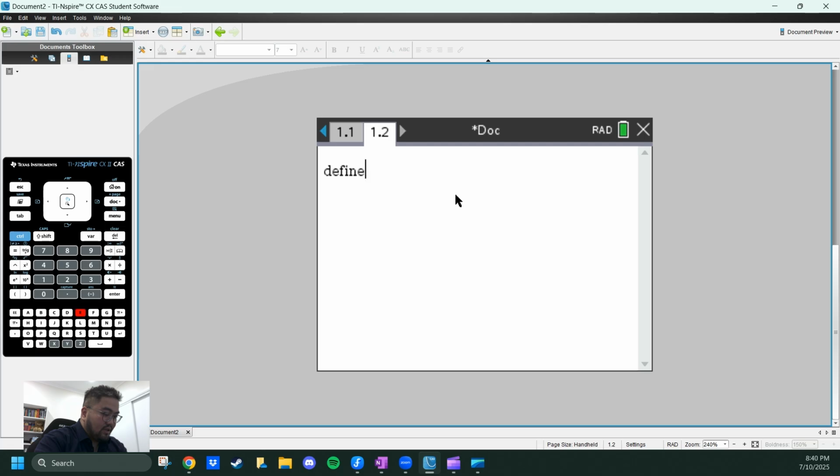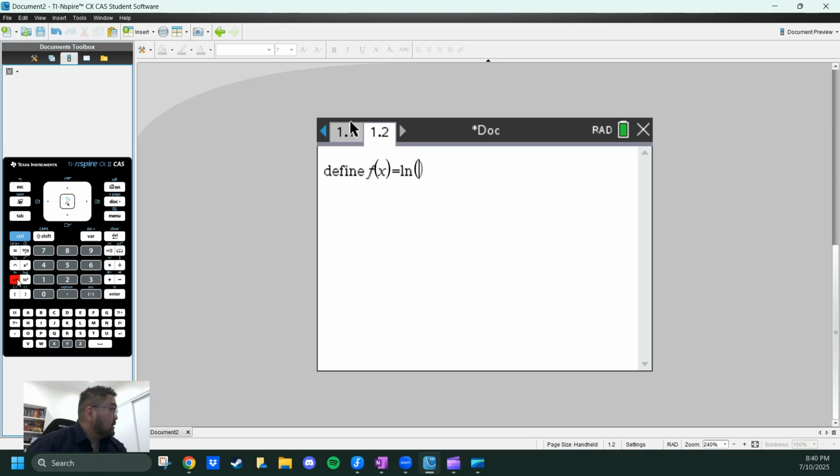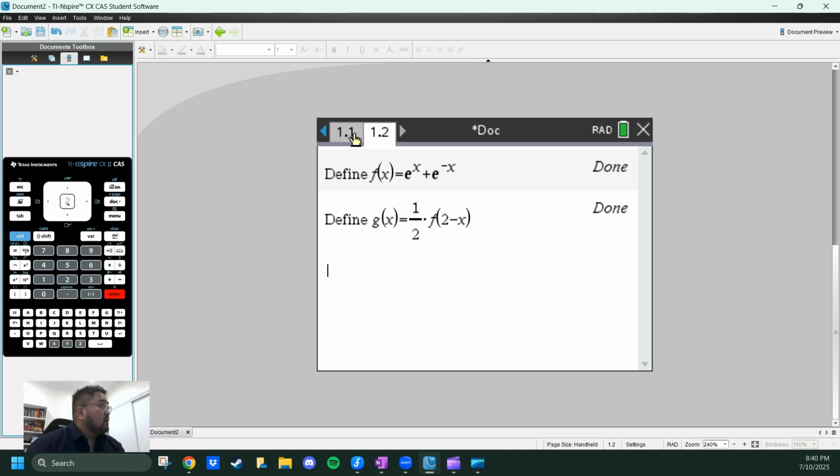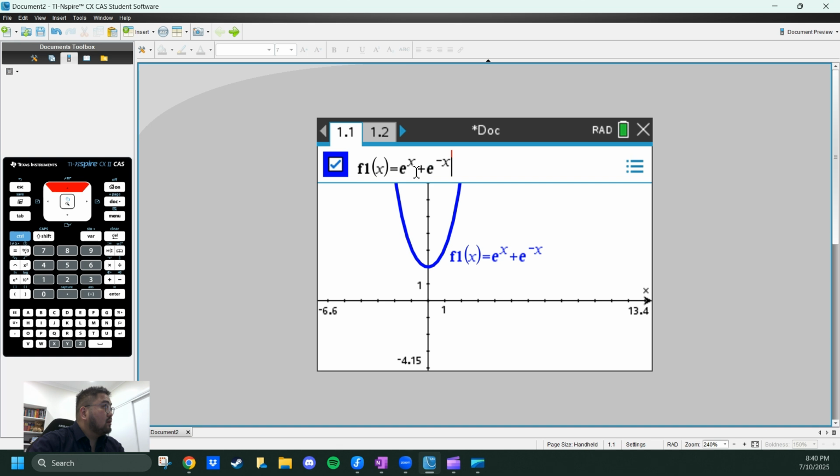On my calculator, I define f of x as e to the power of x plus e to the power of negative x. Okay, and I'm going to define g of x is equal to half f of 2 minus x. Okay, if I draw them here, this one's g of x.